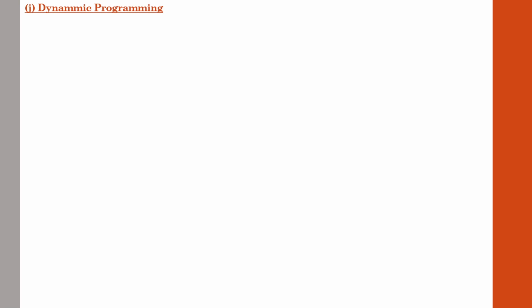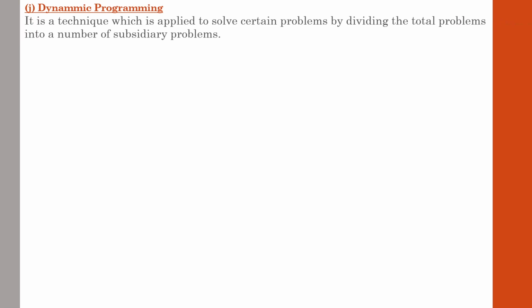Next one, dynamic programming. It is a technique which is applied to solve certain problems by dividing the total problem into a number of subsidiary problems. The concept regarding this technique is that the business might be facing one problem and it might be of great importance as far as business operation is concerned, and the decision regarding solving that particular problem is of great importance because any miscalculated decision may lead to ultimate loss.